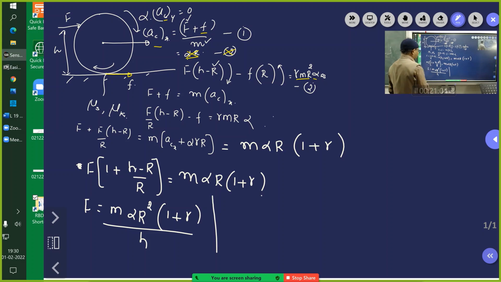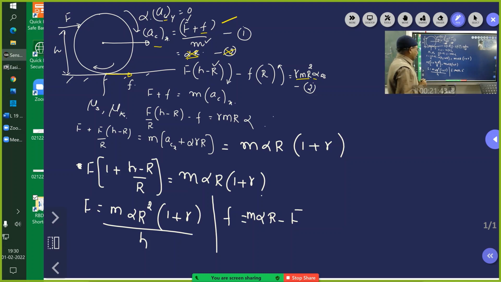So now if F is this, then what about small f? What about the small f? So the small f will be equal to what? Small f will be equal to, see here, from this equation. From this equation, in M a_cm, small f will be equal to M alpha R minus capital F from this equation. M into a_cm is M alpha R. Correct? M alpha R minus F.